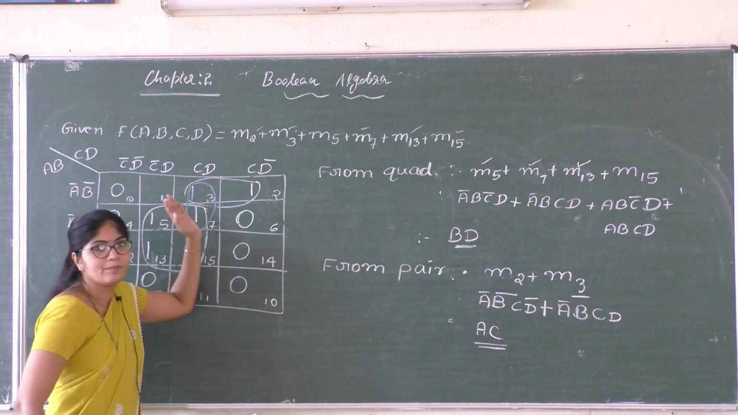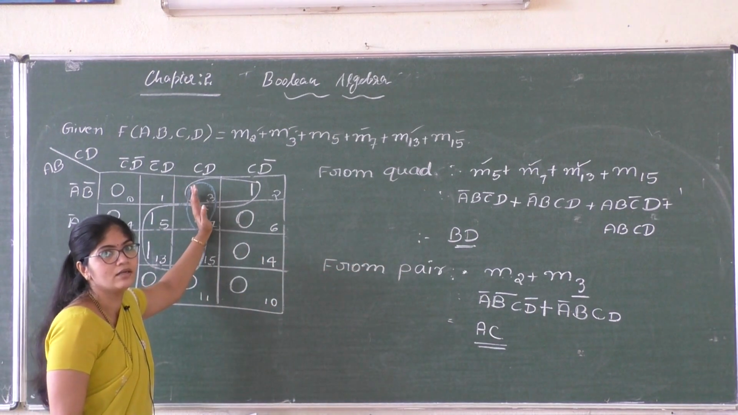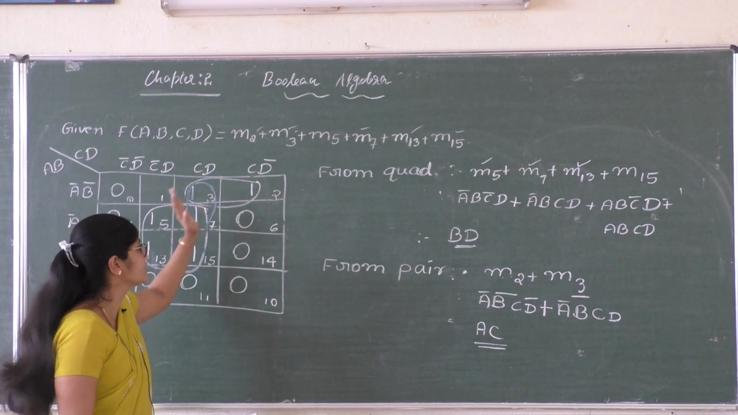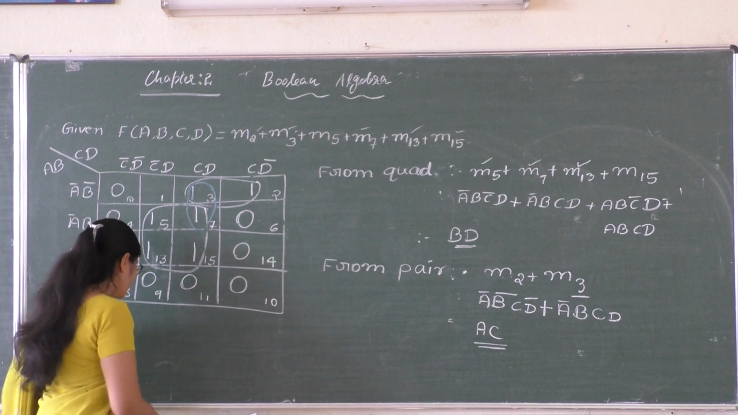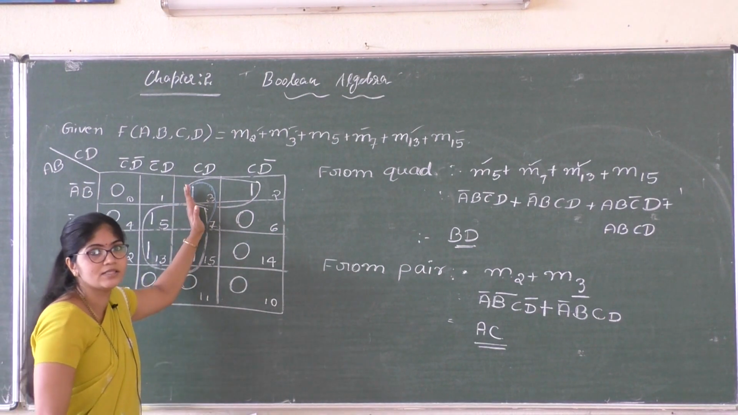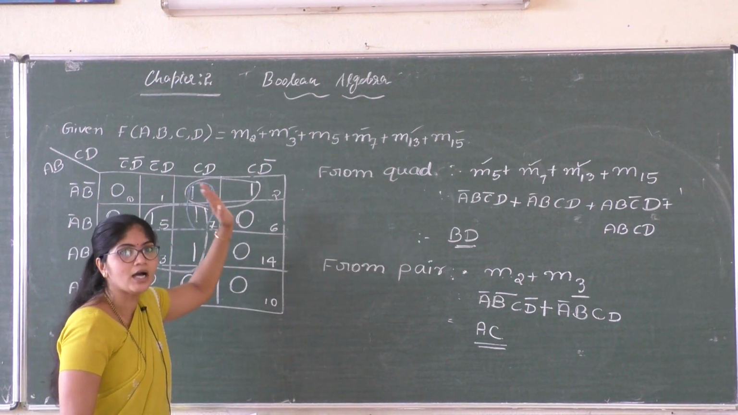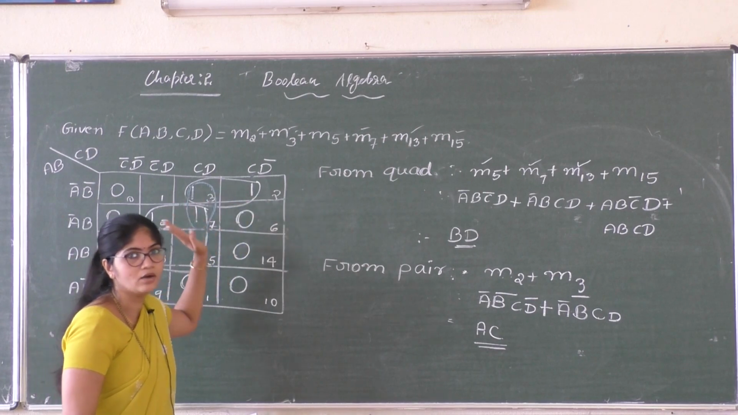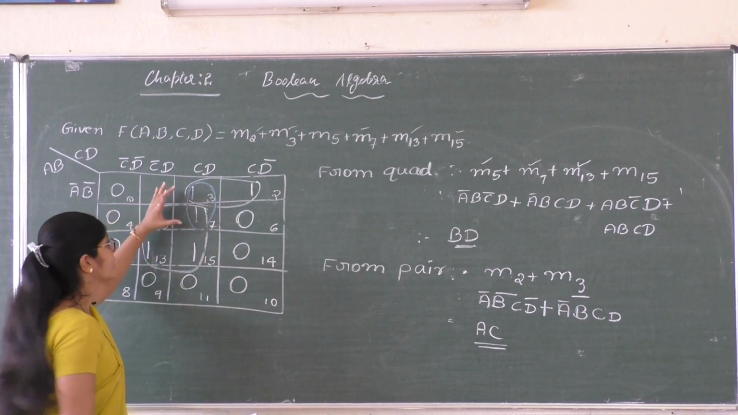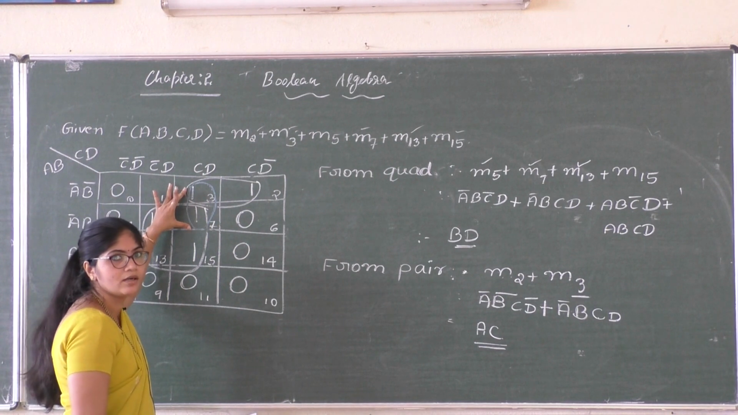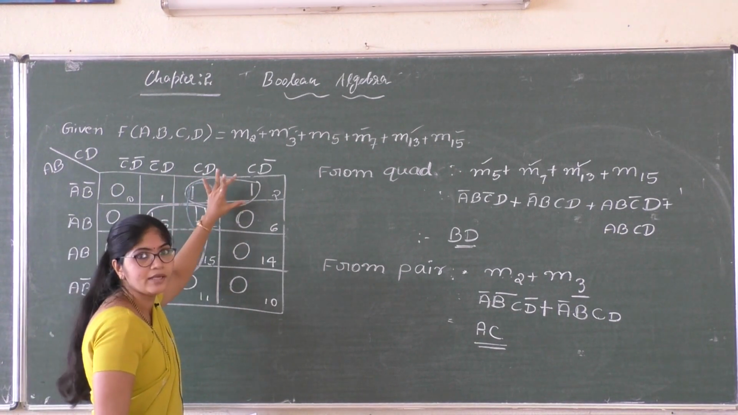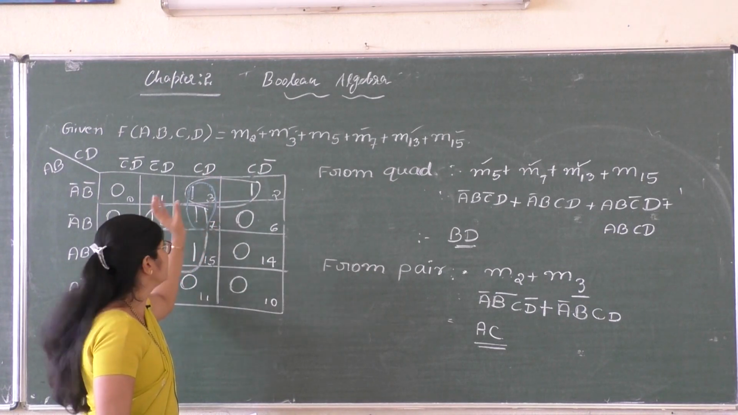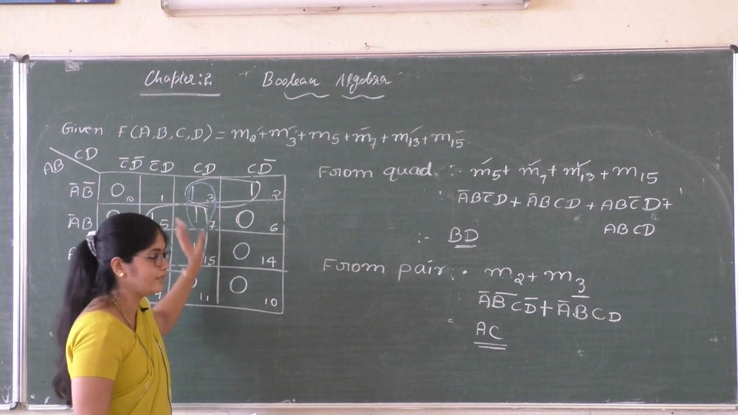So that pair is not included while reduction. That pair is called a redundant pair or redundant group. A redundant group is a group whose ones are all overlapped by other groups, that may be a quad, octet or pair. Here if we form a pair, all the ones of that pair are overlapped by the pair and quad. So that pair is not included.